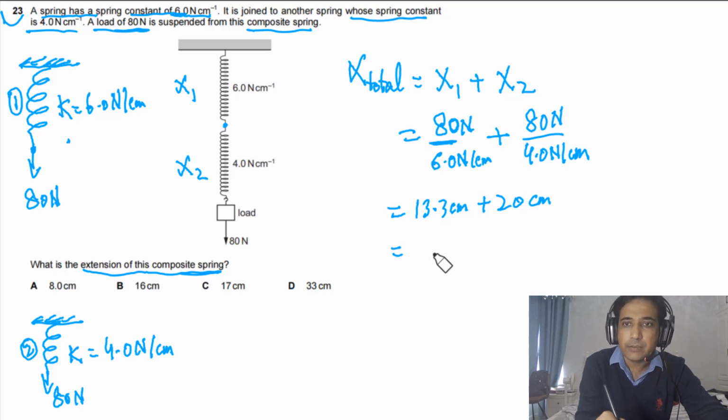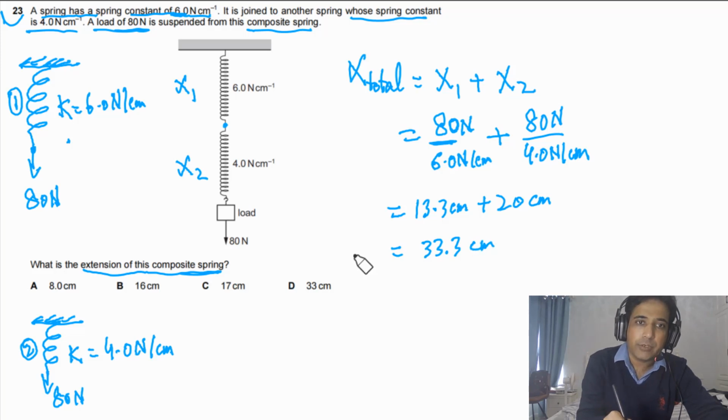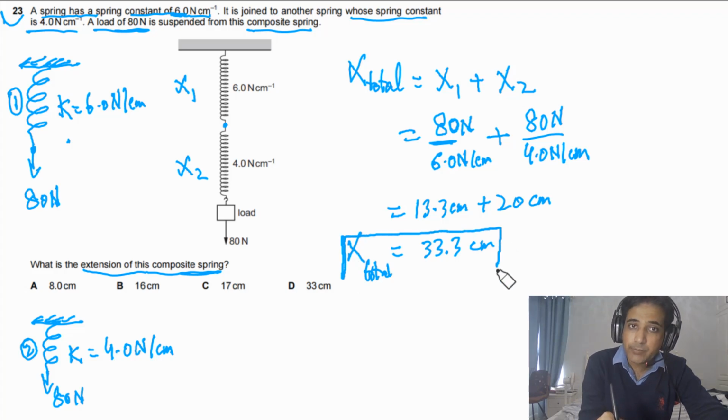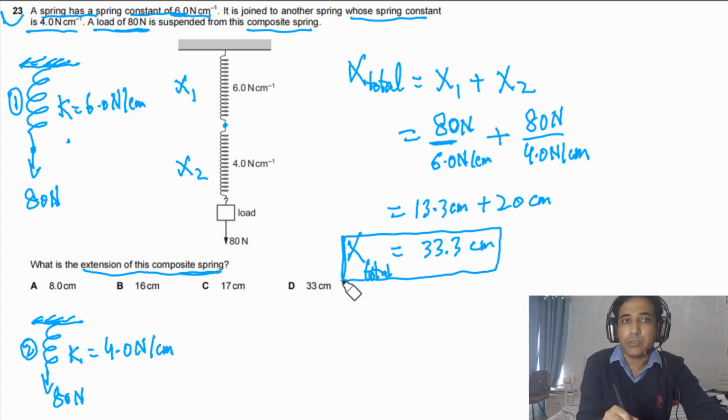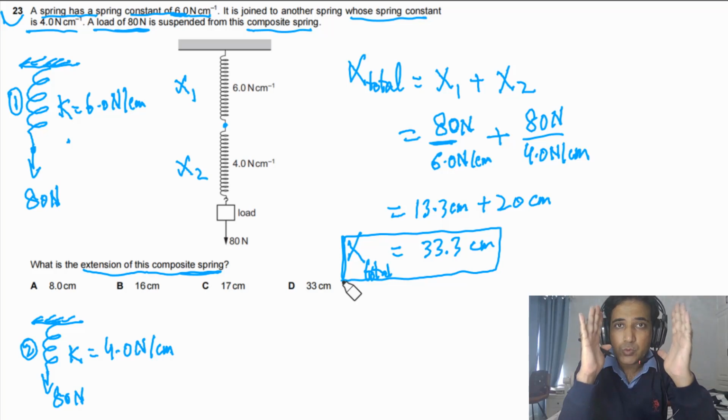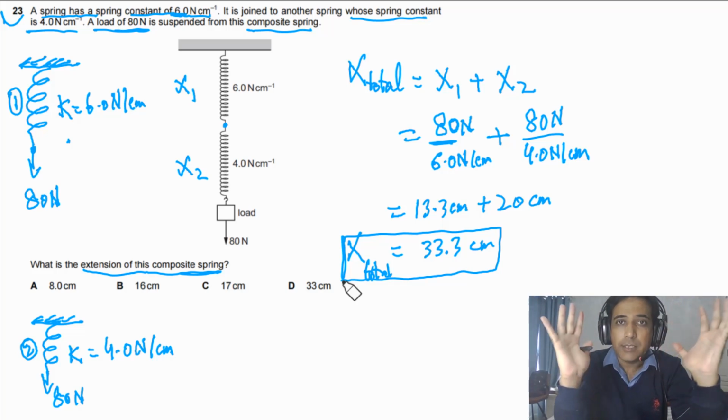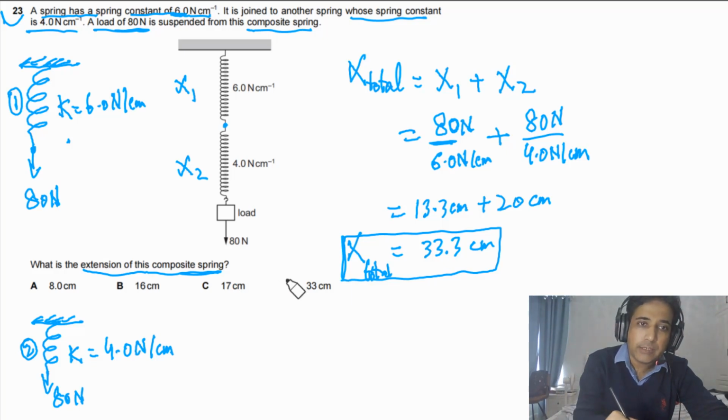So the final total extension will be equal to 33.3 centimeters. This is our final answer. This is how you can approach it. You need to understand the concept, you need to understand the logic. You can treat them as two individual springs, calculate the extensions, then simply add them and you can find the total extension. So the answer for this question should be D.